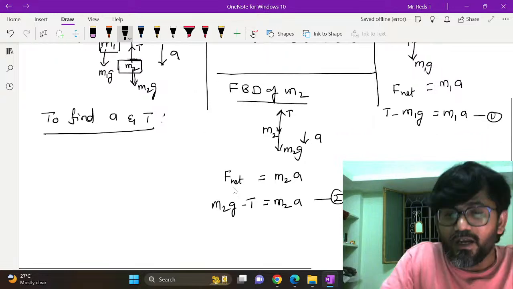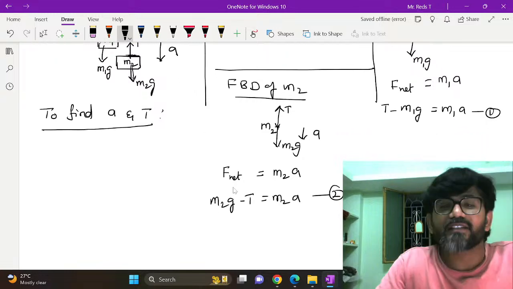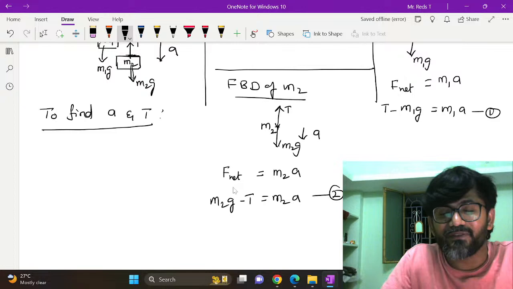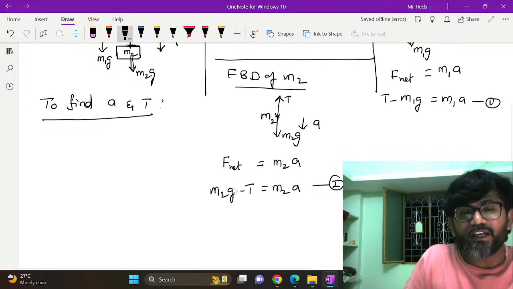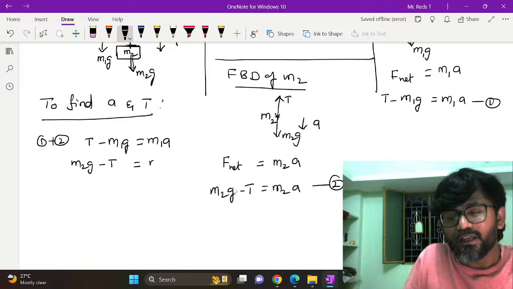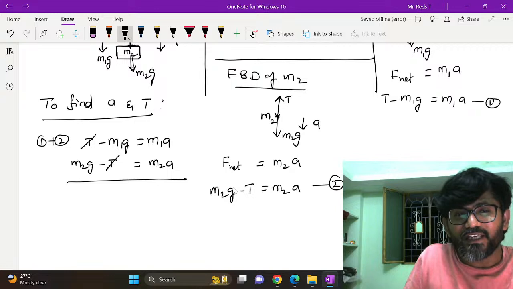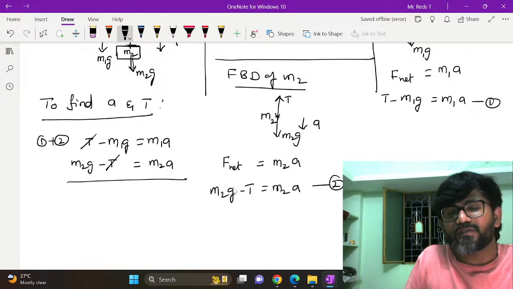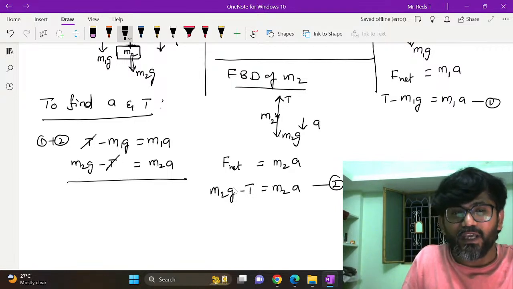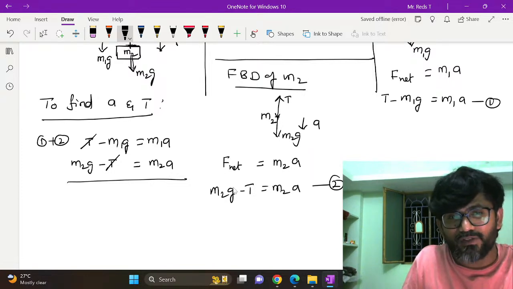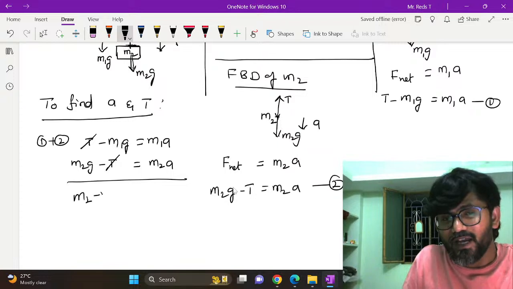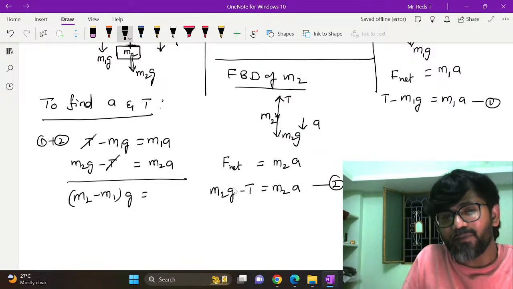On simplifying this, we will get the acceleration of the system. We can add or subtract. Let us add them. If we are adding, minus T plus T gets cancelled. Now minus m1g plus m2g on the left-hand side, g is common, so we can write (m2 minus m1) into g, equals m1a plus m2a. Again a is common, so you can write (m1 plus m2) into a.